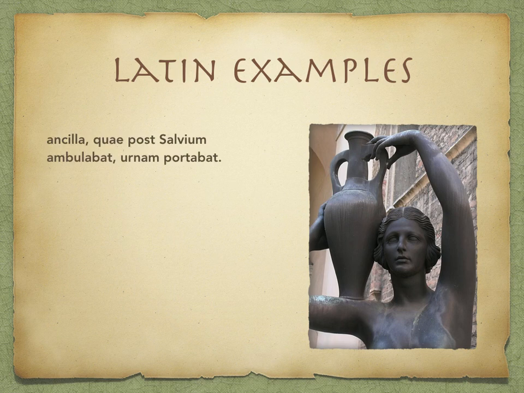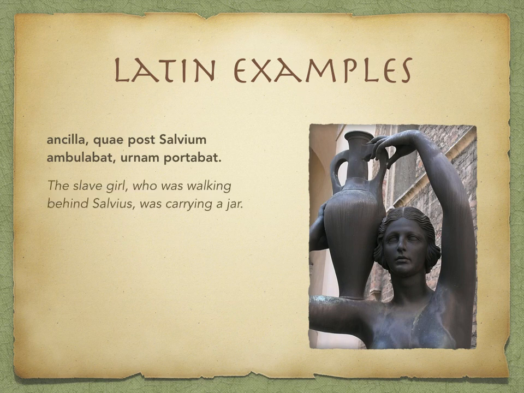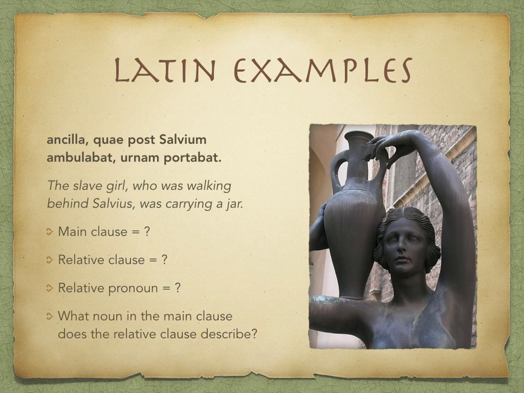I'm going to give you the translation for this first one. Ancilla, quae post salvium ambulabat, urnam portabat. That means the slave girl who was walking behind Salvius was carrying a jar. Again, I want you to pause the video and answer these questions. So identify the main clause, relative pronoun, and the noun in the main clause described by the relative clause. Pause and then start again when you're ready to check your answers.